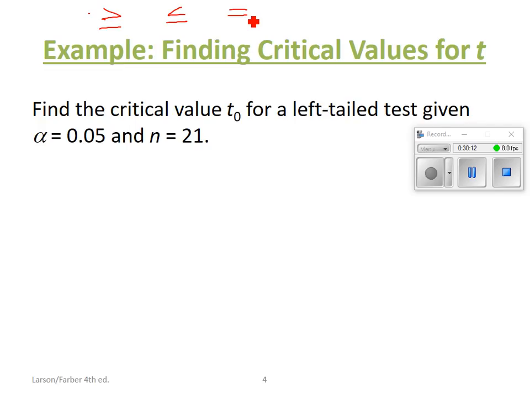Yeah, that's right. So find the critical value t₀ for the left-tailed test, given alpha is 0.05, n is 21. First thing you gotta do is find your alpha. It's right there. All right, that's not too difficult. Then the other thing you gotta do is find your degrees of freedom. What's your degrees of freedom this time? 20. Use those two numbers.